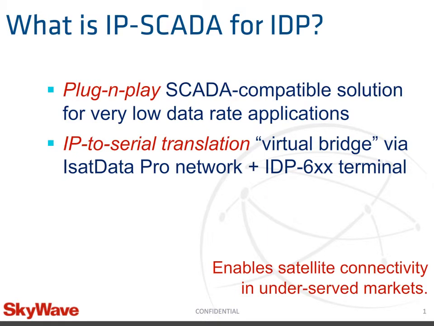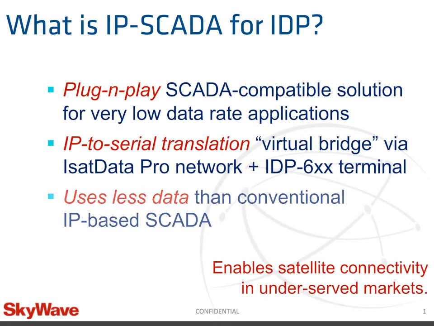2. IP to serial translation. This solution effectively acts like a port server or bridge, using the network as the IP port and the IDP 600 series terminal as the serial port. IP to serial bridges are, in fact, commonly used in SCADA applications running over IP networks today.